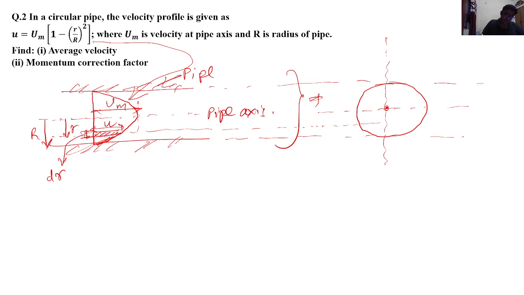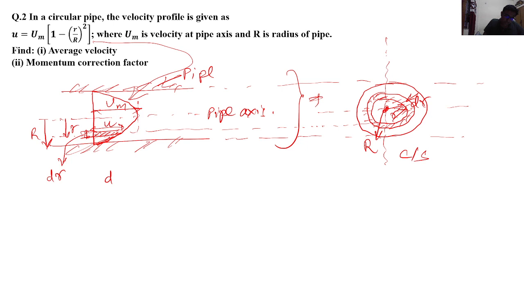Small u is right here, so we can take an elementary strip. The elementary strip would look somewhat like this. Let us suppose the distance or the radius from the center to that of the elementary strip is small r, and it is capital R to the end of the pipe. The thickness of the elemental strip is dr. This is the cross section. So the question is that first of all they want the average velocity.